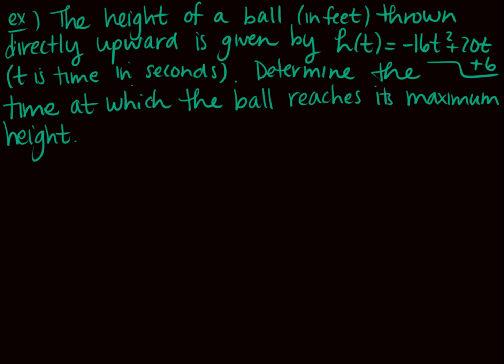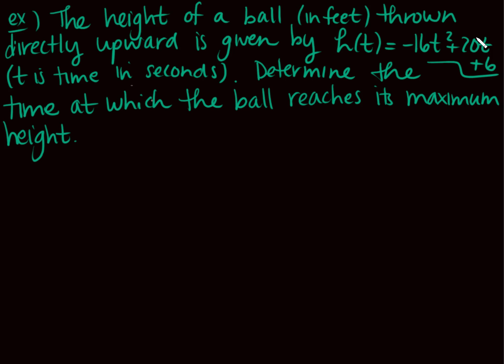So here is our example. You might have to pause the video here so you can write this down, but go ahead and pause it, write it down, and then come back. So the height of a ball, welcome back. The height of a ball in feet thrown directly upward is given by this function. Sorry about that, I got a little too zealous there. -16t squared plus 20t plus 6, where t is time in seconds. Determine the time at which the ball reaches its maximum height.